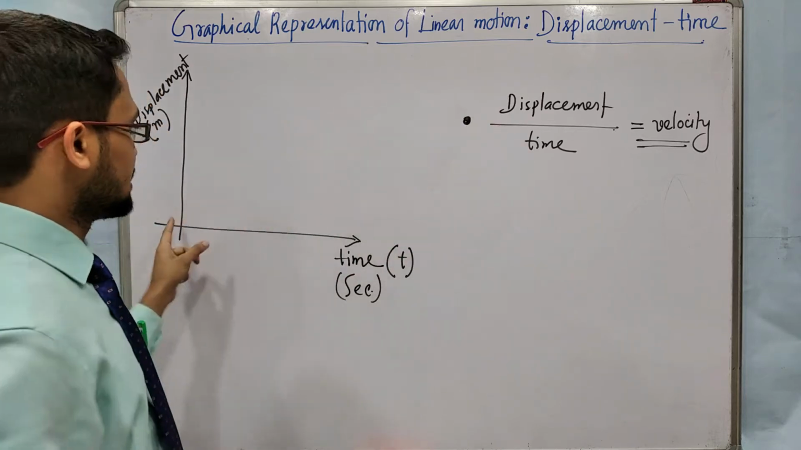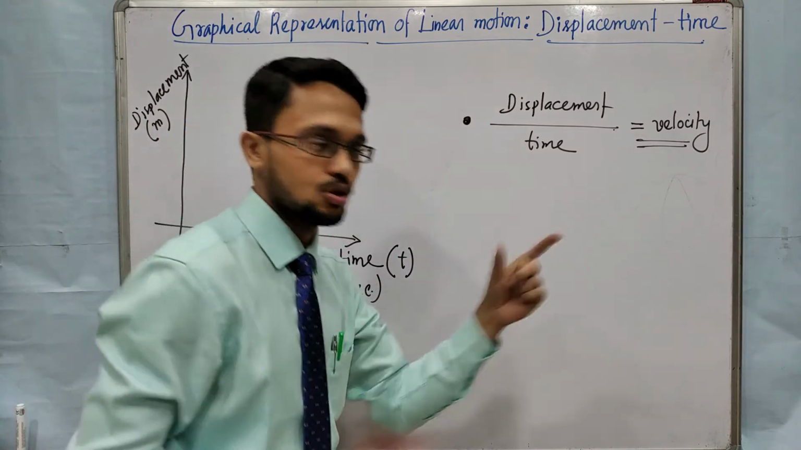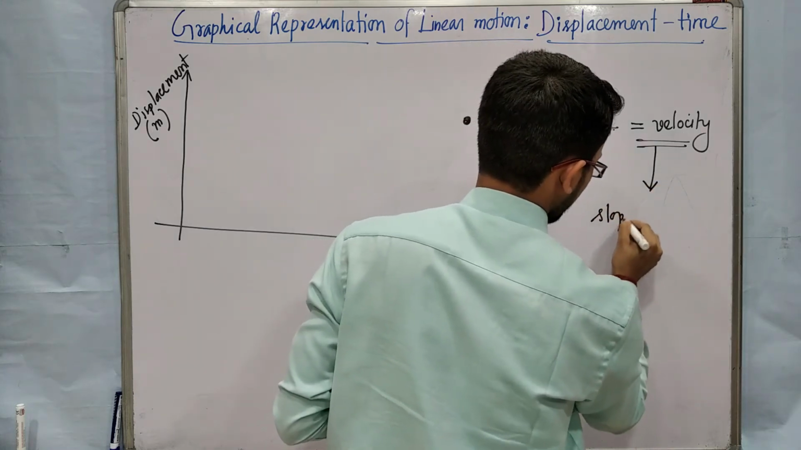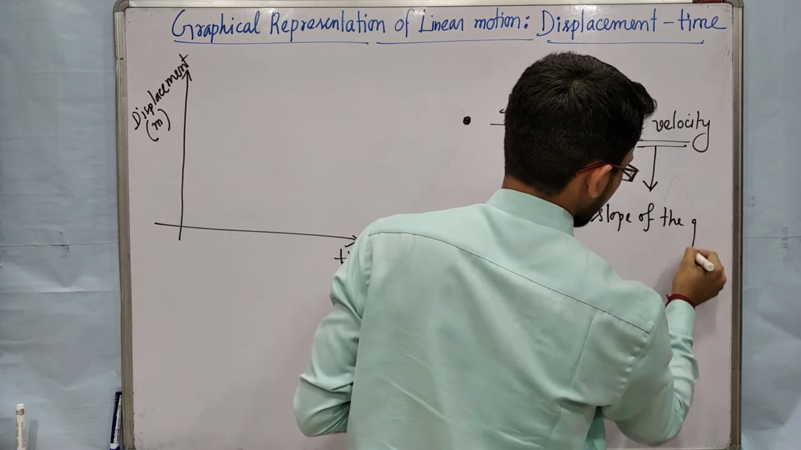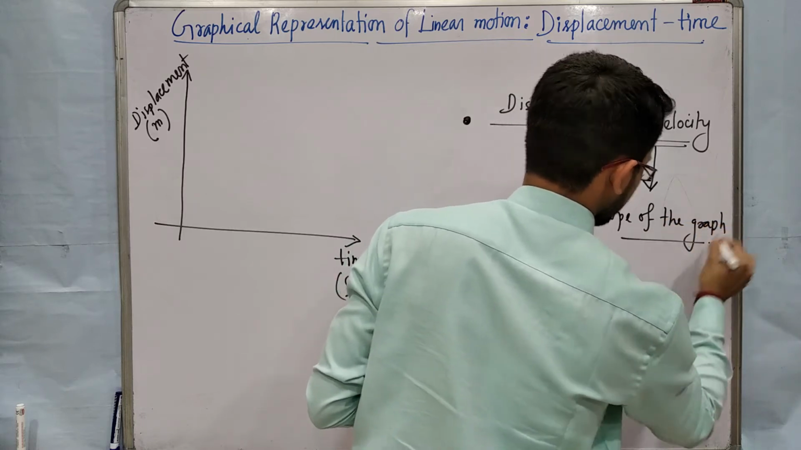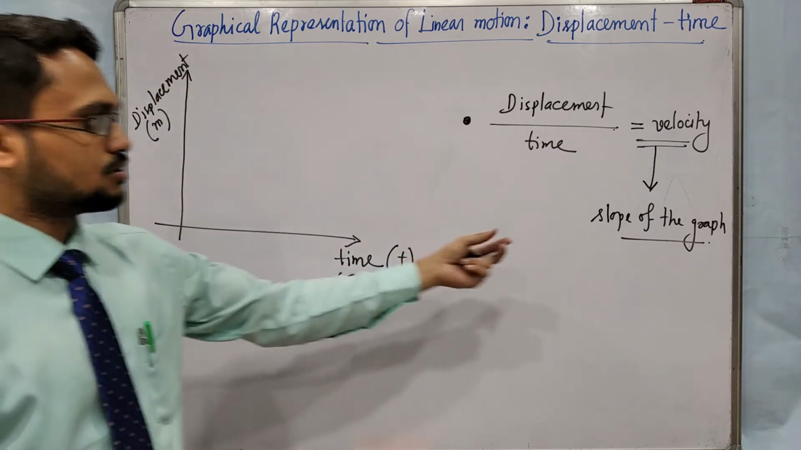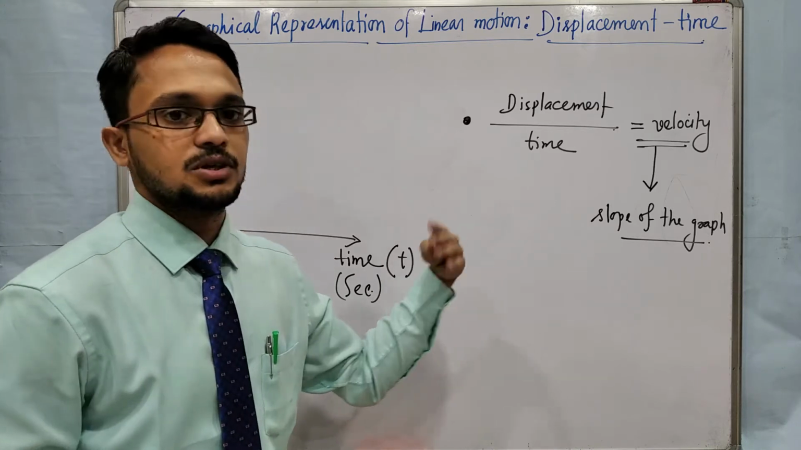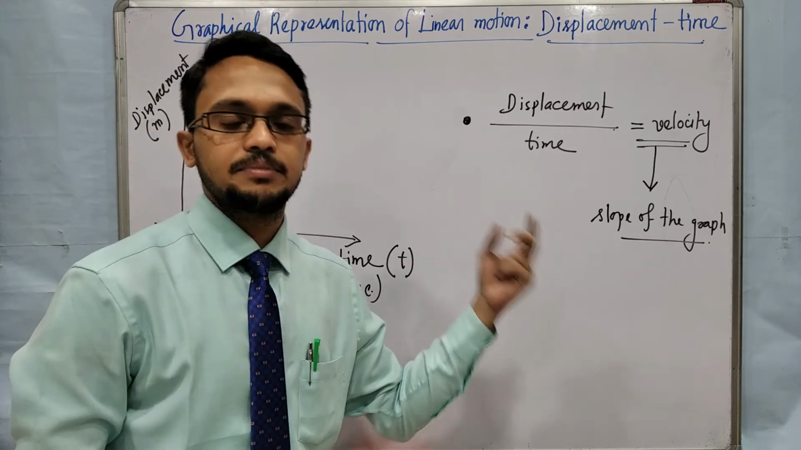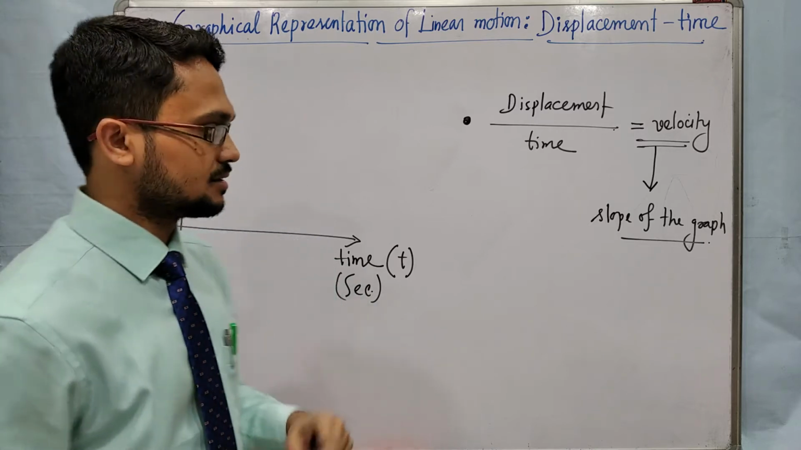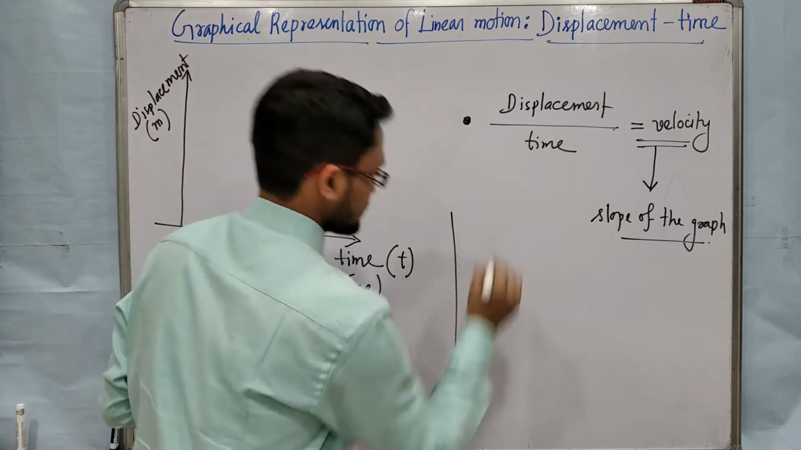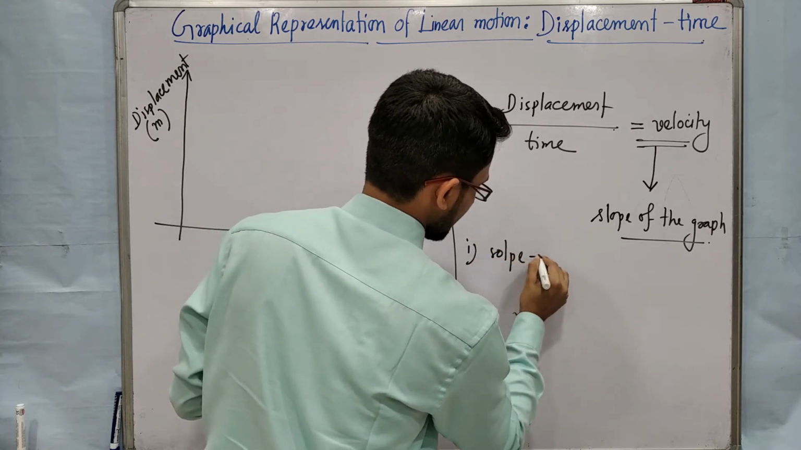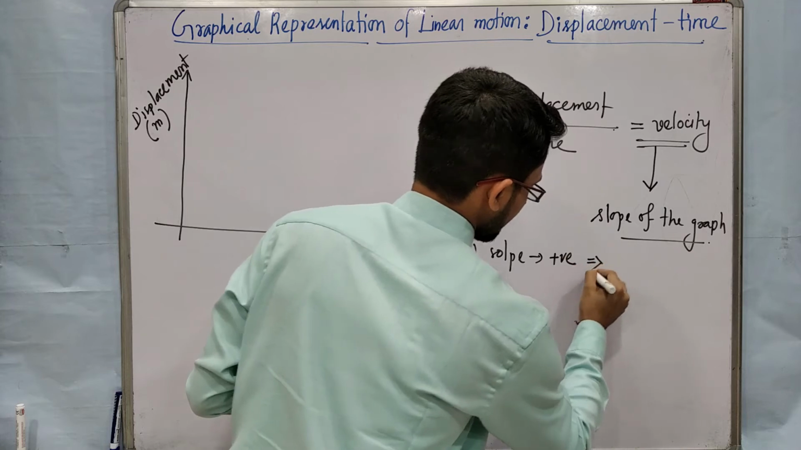That means if we draw a graph, we have to find the slope. From the graph, velocity is determined from the slope of the graph. We will understand how to find the slope. There are two kinds of slope. First one, if the slope is positive, then what does this mean? If the slope is negative, then what does this mean?